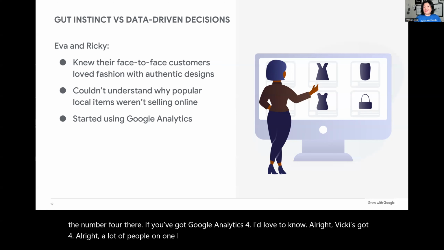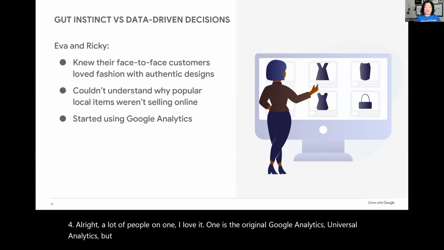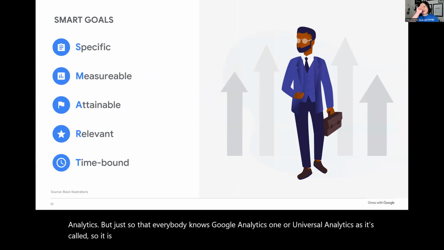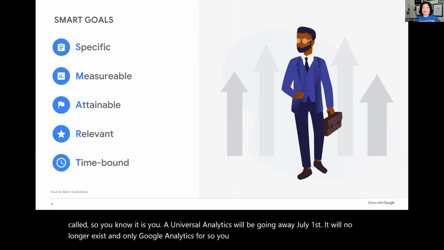I love it. 1 is the original Google Analytics, Universal Analytics, but just so that everybody knows, Google Analytics 1, or Universal Analytics as it's called, so you know it as UA, will be going away July 1st. It will no longer exist, and only Google Analytics 4 will remain. So you do need to be able to transition to Google Analytics 4, which we'll talk about.